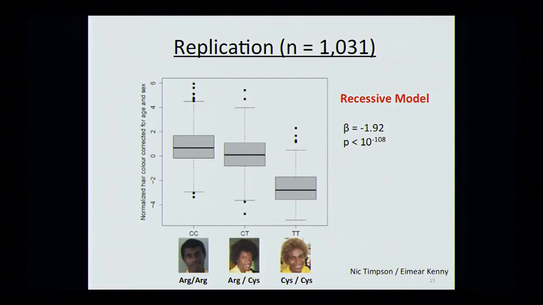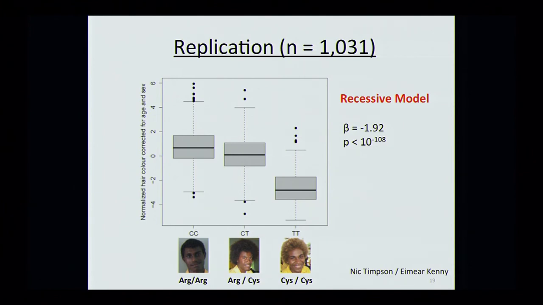Furthermore, we had 1,000 kids, so we could actually test directly for association. Here is the distribution of hair pigmentation. Here are kids that are homozygous arginine. Here the kids were heterozygous. These two distributions are the same. And then our kids who are homozygous for the cysteine mutation are 2 standard deviations out. Okay? So here's a phenotype, blonde hair.